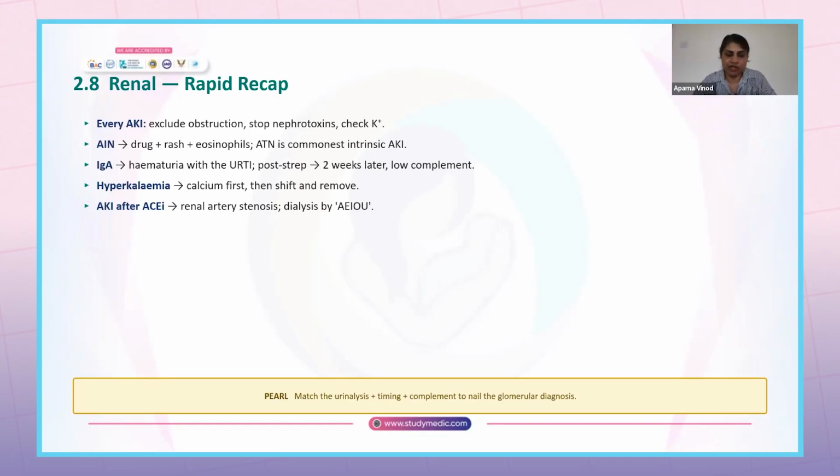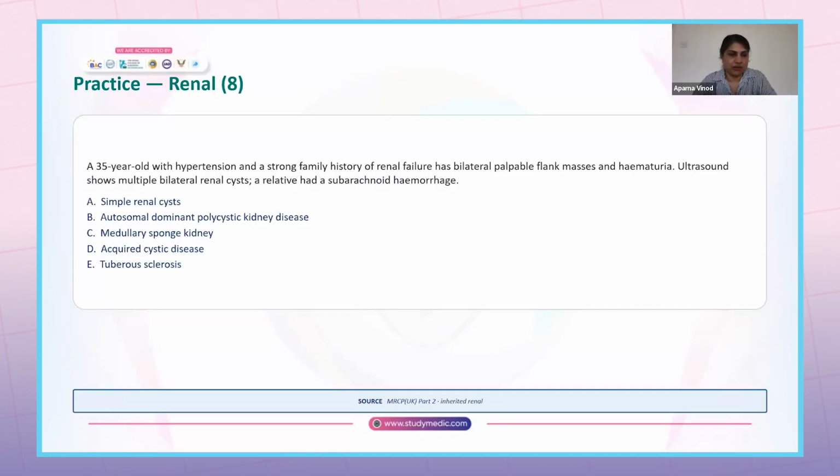And in hyperkalemia treatment, you are going to offer calcium first. Okay, then shift the potassium intracellularly and then remove it from the body. That is the principle of treatment of hyperkalemia. Now, always, if you are seeing AKI after ACE inhibitors, consider renal artery stenosis, and if the patient is satisfying an indication for dialysis, consider dialysis as well. Remember the mnemonic AEIOU. Okay. Practice question.